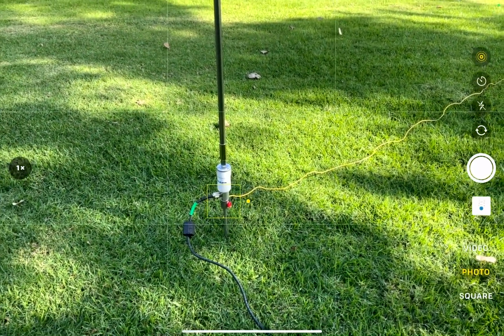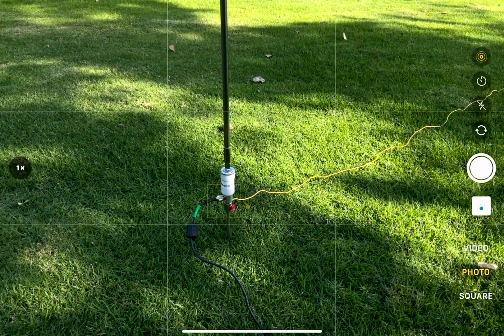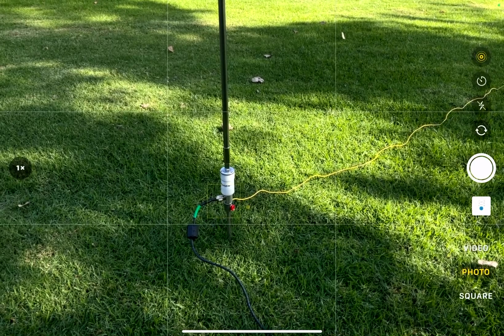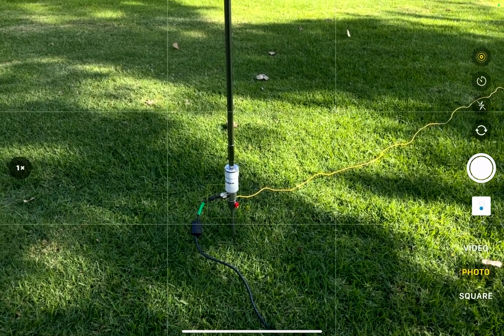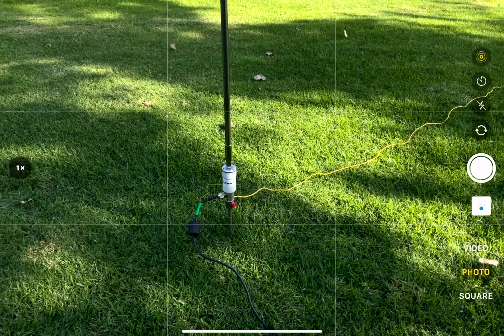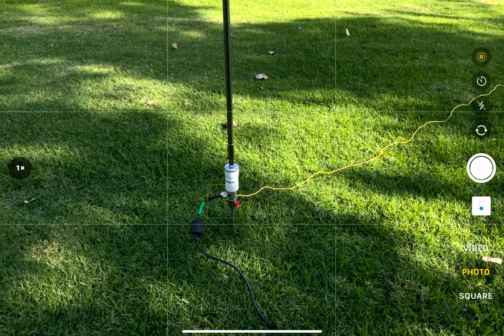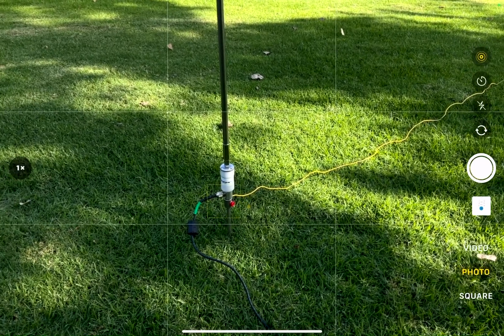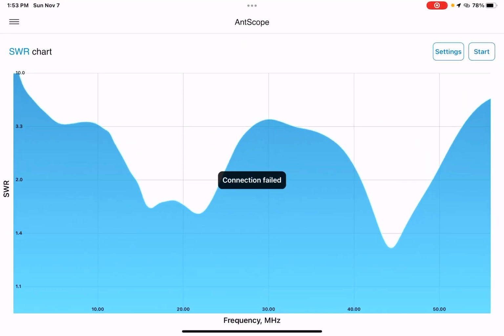But the question is, will a 31, 32 and a half foot counterpoise be effective? Well, I tried it already at home, and if you watch some of my videos on Instagram, at home it was pretty amazing. Now, let's look at AntScope here.